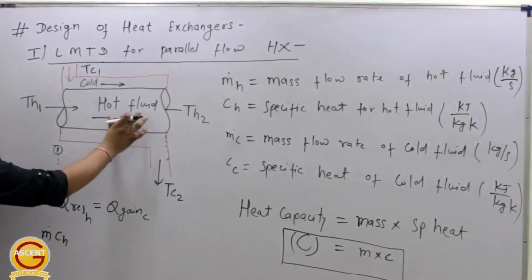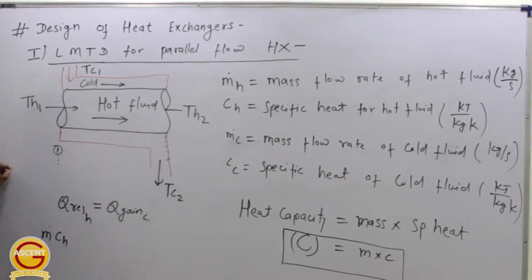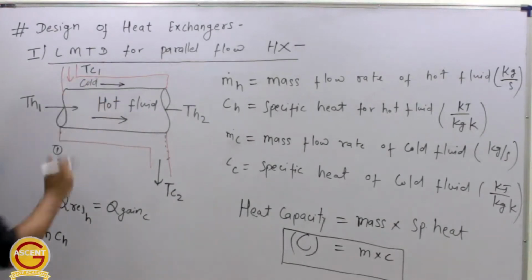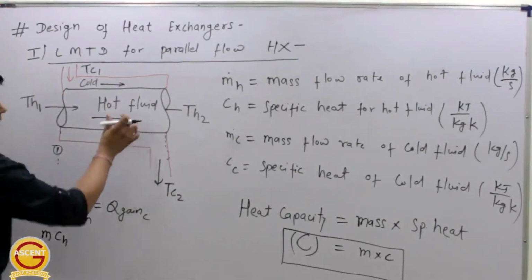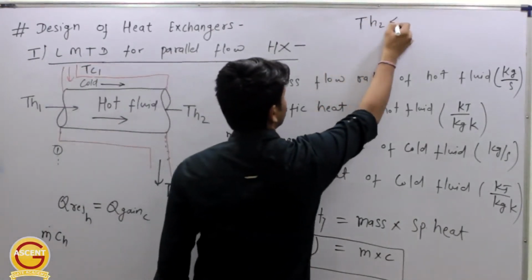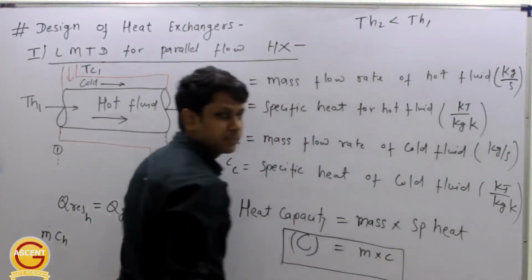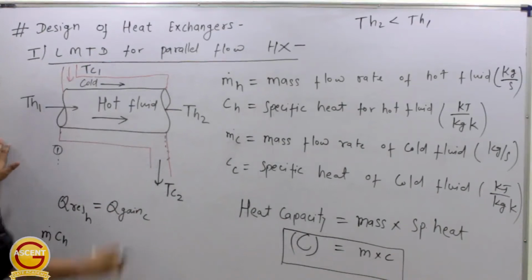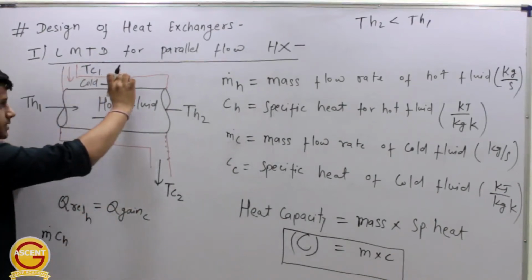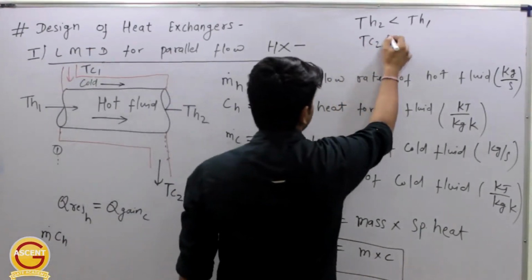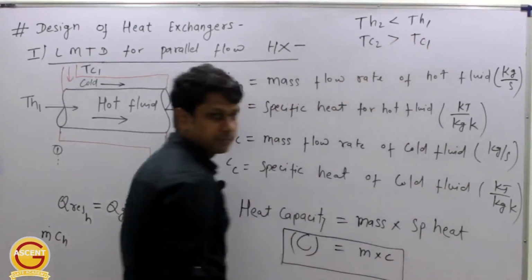But for this hot fluid, TH2 will be less than TH1. Why? Because this hot fluid is rejecting heat to this cold fluid, so obviously this hot fluid is going to get cooler. So TH2 will be less than TH1. And similarly TC2 will be greater than TC1, because this cold fluid, when flowing through this heat exchanger, is getting heated. So TC2 will be greater than TC1.